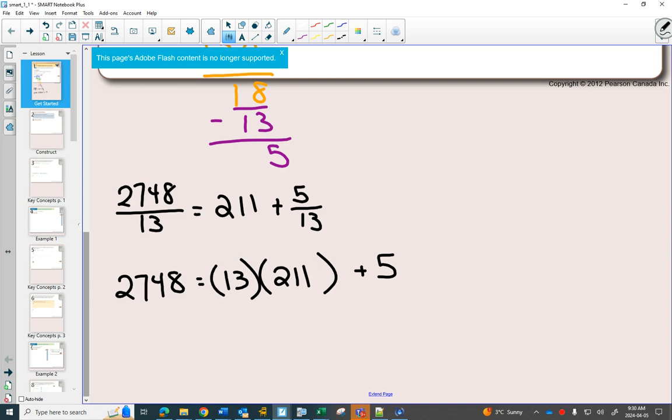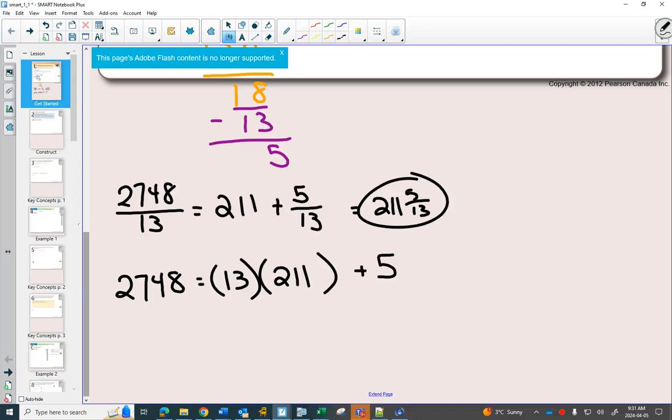Yes? To get an exact value, can't you just put a 0 at the end and then put a decimal sign at the top? Yeah, you could, but I actually think that if you want an exact value, how much more exact can you get than that? That's already your 211 and 5/13. I mean, if you want to get really ugly, you could change this to an improper fraction and do 13 times 211 and get 2,743. Whew. Do you know what you get if you change this back to an improper fraction? The same thing you started with.